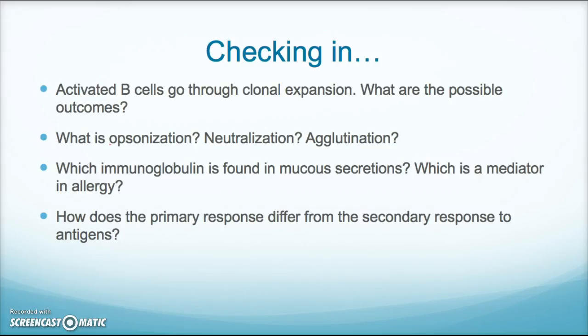So when we check in here, we need to talk about activated B cells, what happens, what are the possible outcomes, the memory cells, the regulatory, and the plasma cells. The different ways that antibodies can work, make sure that you know the vocabulary words. And then also looking at the immunoglobulins, the different types and where they would be found and what they might do. And then last, being able to differentiate the primary versus secondary response to an antigen and why that's so important in this third line of immunity.